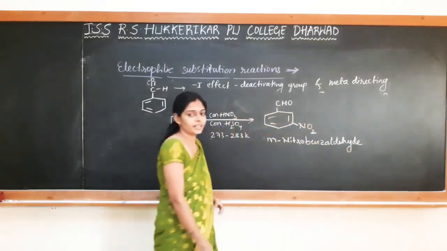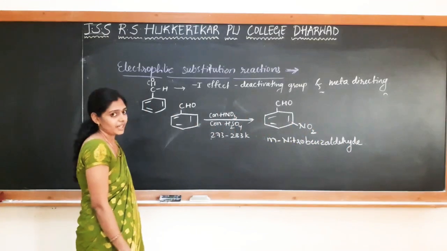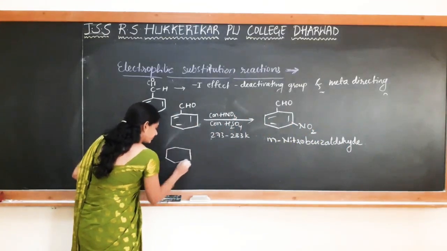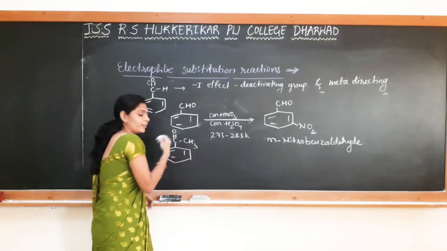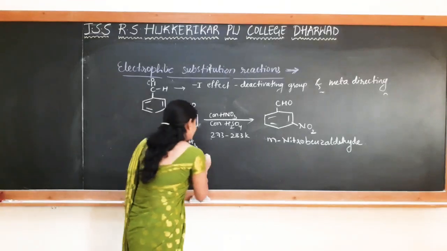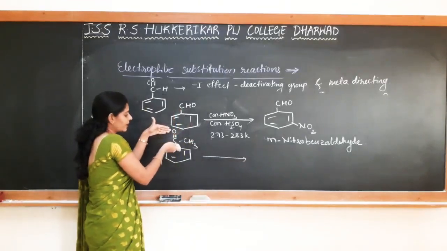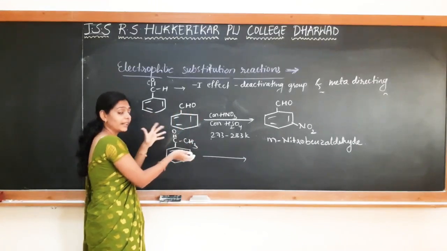Meta-nitrobenzaldehyde is the major product formed by the nitration of benzaldehyde. Similarly, if I take acetophenone, it's a ketone. Even the aromatic ketones are also meta-directing. So whenever we have a carbonyl group attached to the benzene ring, it will be a deactivating and meta-directing group.